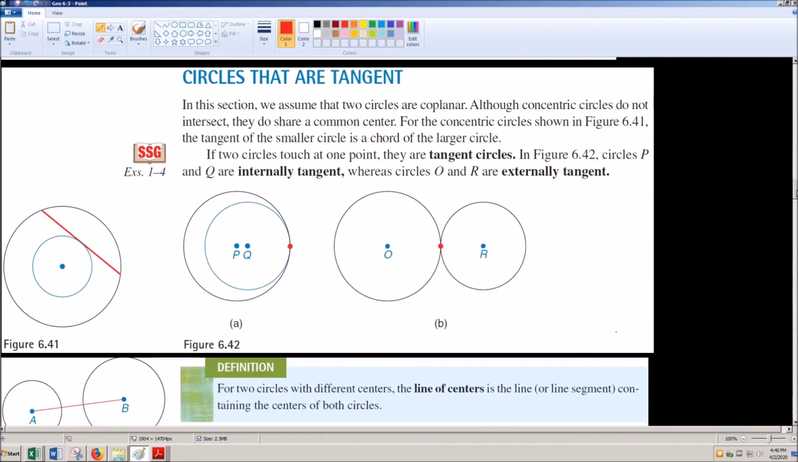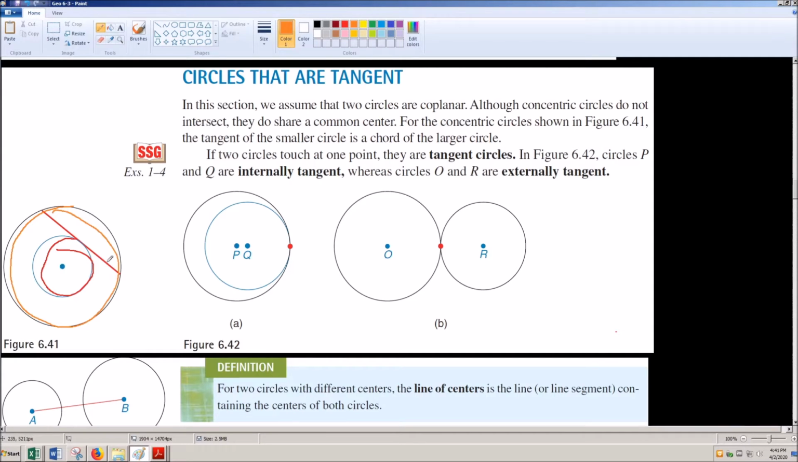Let's talk about circles that are tangent. So we've talked about lines that are tangent to a circle, but two circles can be tangent themselves. So this circle here, and whoa, what a circle that is, and this circle here are not tangent, okay? There's no point that touches between those two circles.